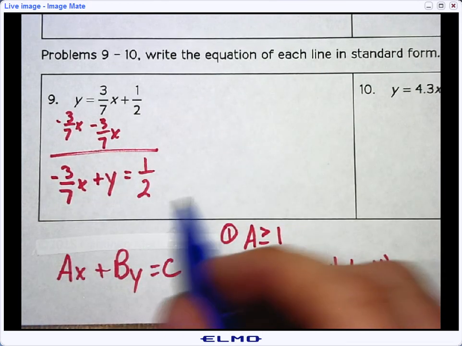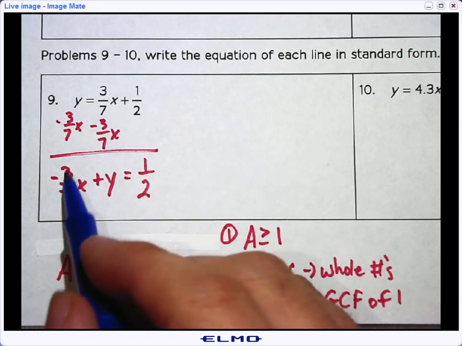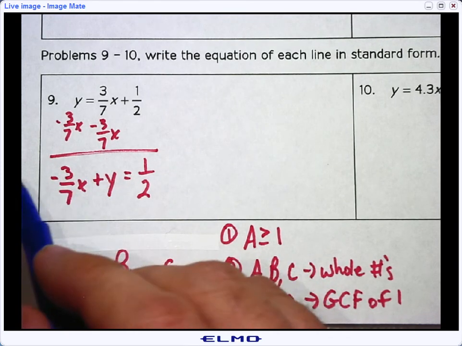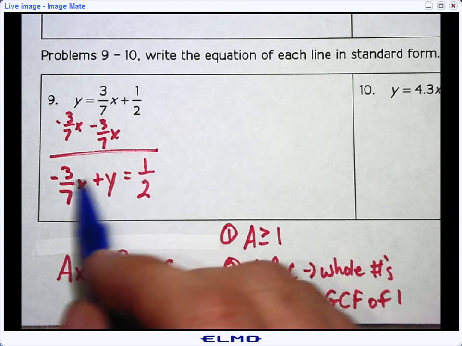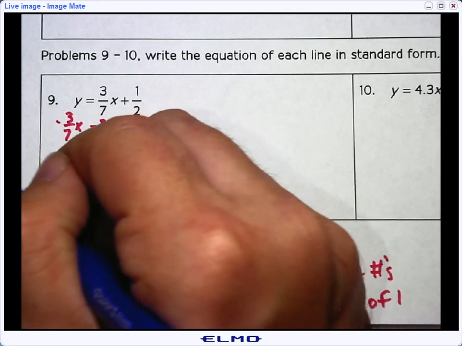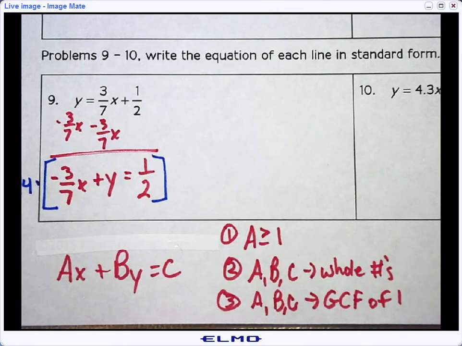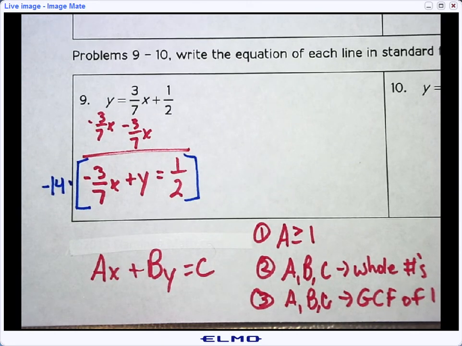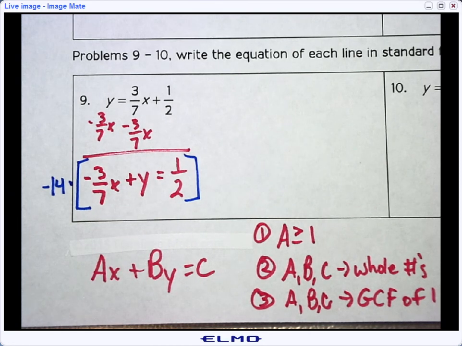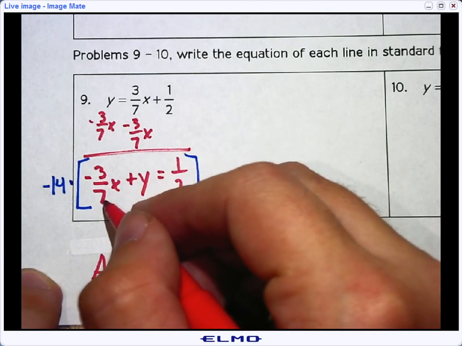So I'm going to multiply everything by 14. But don't forget, we also have to clear out this negative. So not 14, but negative 14. That's going to clear the fractions and take care of the negative with my A. So everything is multiplied by a negative 14. So what's that going to do for me here? We're going to take negative 14 and multiply it by negative 3. So negative 14 times negative 3 is going to give me a positive 42 over 7.